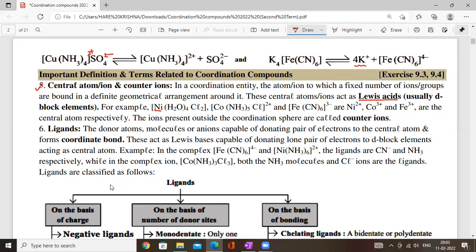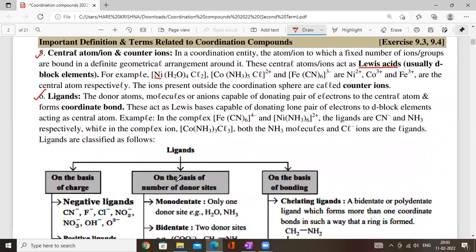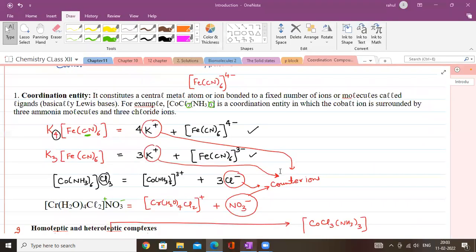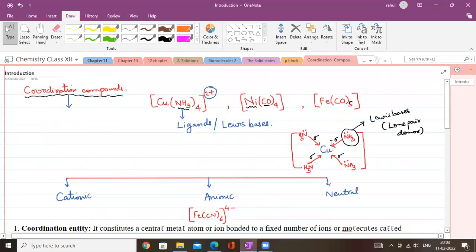Another term that we are going to take up right now is ligands. As I've already told you, ligands are the Lewis bases which are capable of donating the lone pair of electrons to the central atom through a dative bond or coordinate covalent bond. This we have already done. When I started the chapter, I told you very clearly that ammonia is acting as a ligand over here, right?